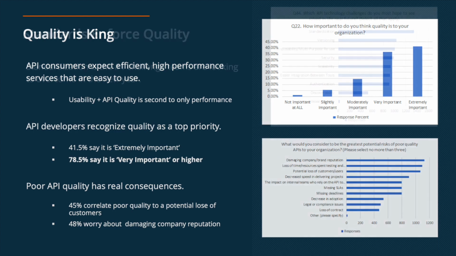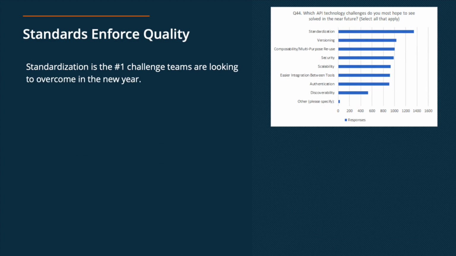Quality is really determined relative to standards. So setting standards and enforcing them allows your team to maintain consistency across your APIs. And if your APIs are not in compliance with a specification, or they're all documented differently and interact differently, it can create a bad experience for the consumers you're hoping will adopt your service. So when we asked respondents what API technology problem they hoped would be solved in the future, standardization was their top response, which we found really interesting.